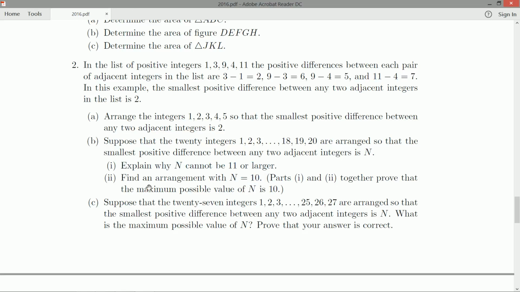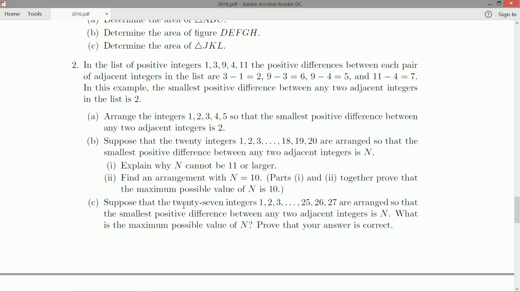These together prove that the maximum possible value of n is 10, because we can get one that is 10 for the smallest positive difference, and we know we can't get 11, 12, 13, and so forth. Okay. What to do here? I'm trying to think in my head. I'm going to move on and read what C says, just in case that helps give me some sort of direction.